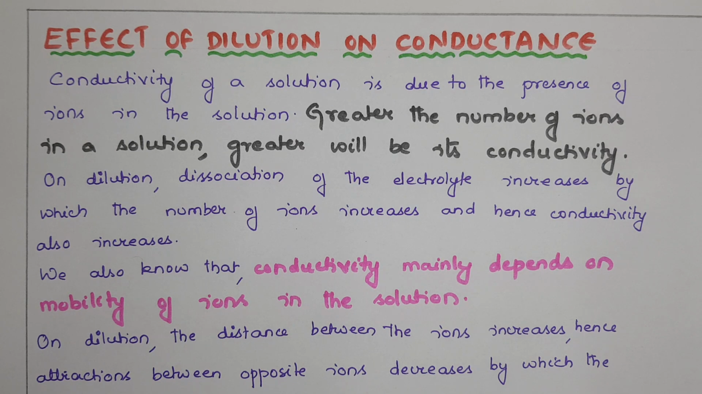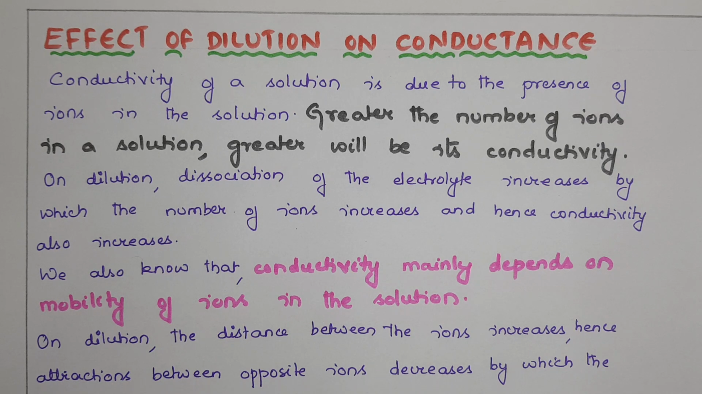So this already we have learned students. On dilution, dissociation of the electrolyte increases. So what if the dissociation of the electrolyte increases? What happens? Number of ions increases. If number of ions increase, what happens? Conductivity also increases. So these are all interrelated students. And you also know that conductivity depends on mobility of ions in the solution. Mobility means movement of ions in the solution.